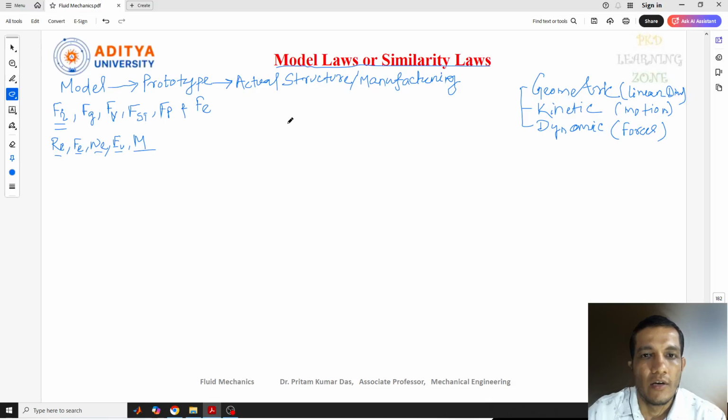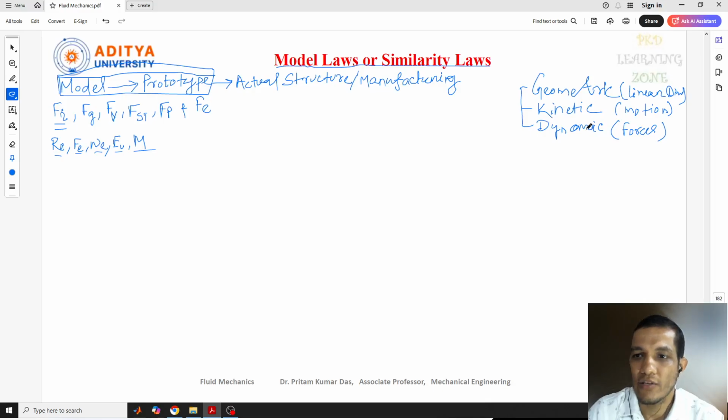Now when we have created this model and prototype, we need to satisfy all these conditions, all these geometrical conditions, like linear dimensions should be the same for model and prototype. Similarly for the kinematic also, we need to check that the motion, the velocity and acceleration of these fluids need to be the same for the model and prototype.